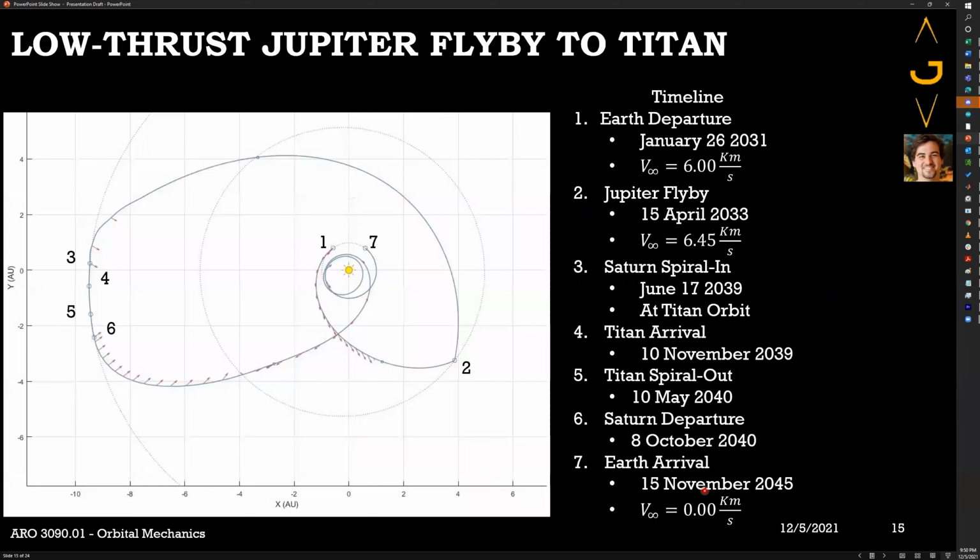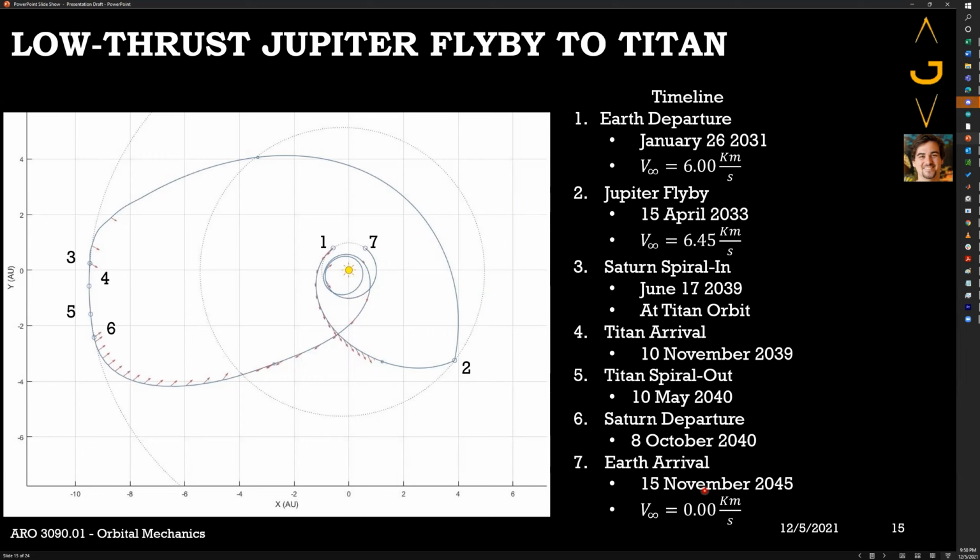Next slide. So here you can see our timeline for the low thrust Jupiter flyby. We start on January 26, 2031 with the Earth departure with a V infinity of 6 kilometers per second. Our Jupiter flyby happens on the 15th of April, 2033, changing our V infinity to 6.45. Our Saturn spiral in begins on June 17th, 2039, ending at Titan's orbit arrival on the 10th of November, 2039.